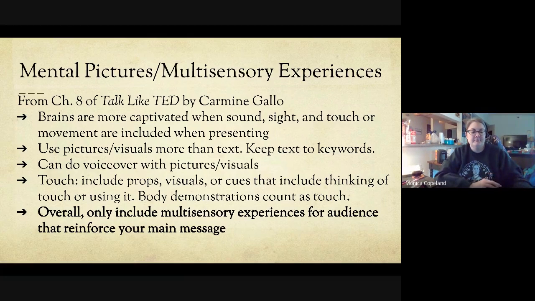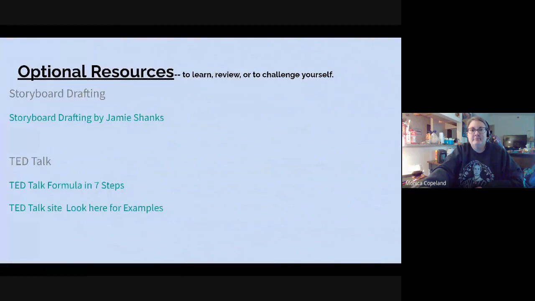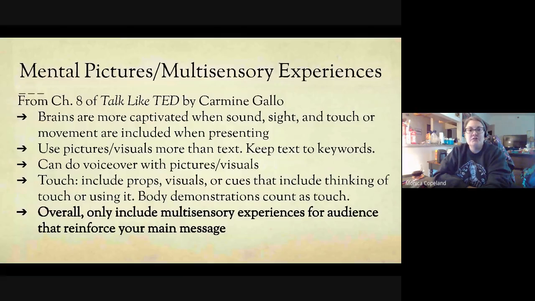I believe this is the last slide, but let's double check. Yes, I have included this week optional resources if you need just a visual of some of these things. Storyboard drafting. This is where I got the storyboard that I adapted. I changed it slightly, but it's by Jamie Shanks. So this is a link to him explaining how to storyboard. And then here's more about the TED Talk formula. I've also included the TED Talk site if you're wanting to watch some of those presentations. Really good examples of online presentations.